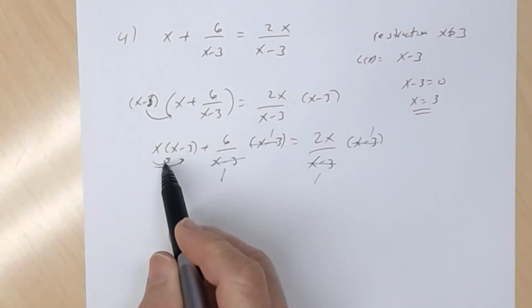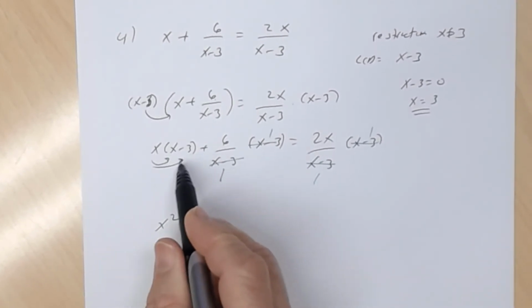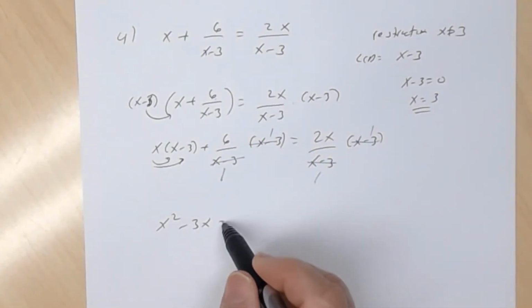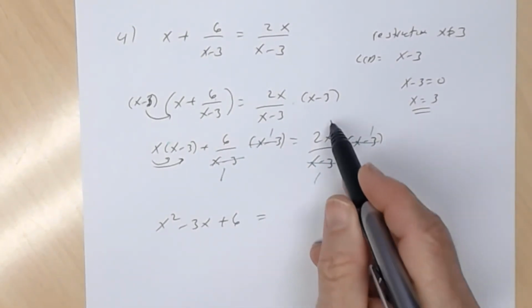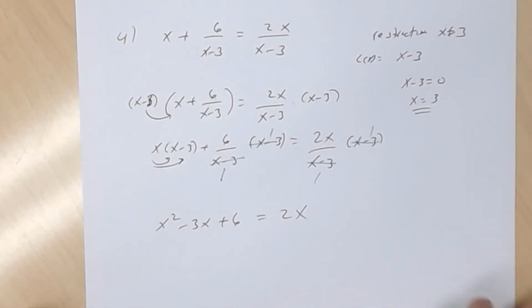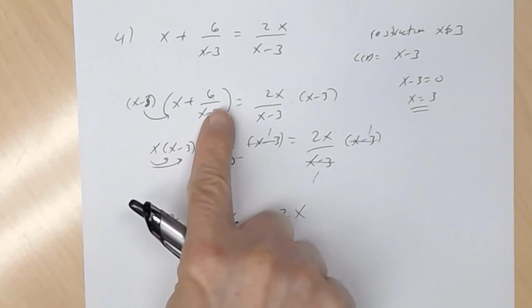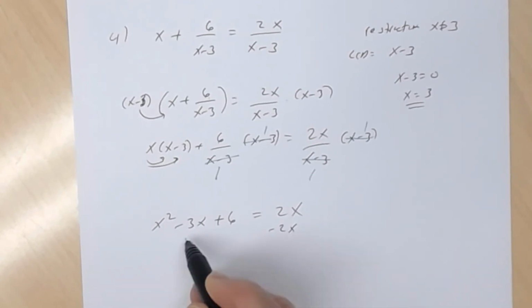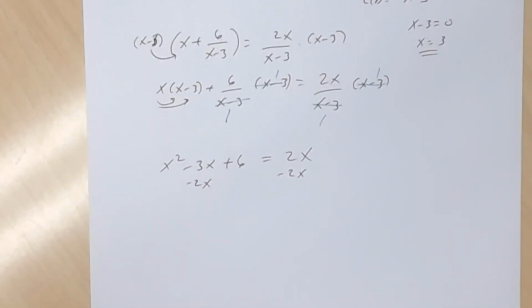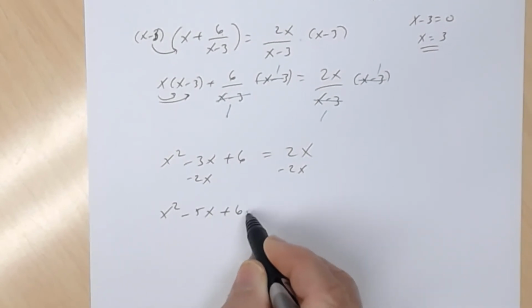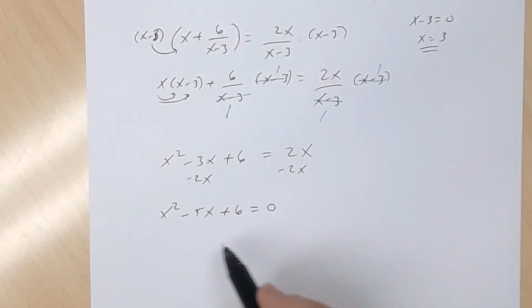So notice this becomes x squared minus 3x. Now what is 6 times 1? 6. Equal, what is 2x times 1? 2x. All right? So notice I went from a rational equation to what kind of equation? Quadratic. All right, so I'm going to subtract 2x from both sides. And when I do that, I'm going to get x squared minus 5x plus 6 equals 0. And I'm going to factor.